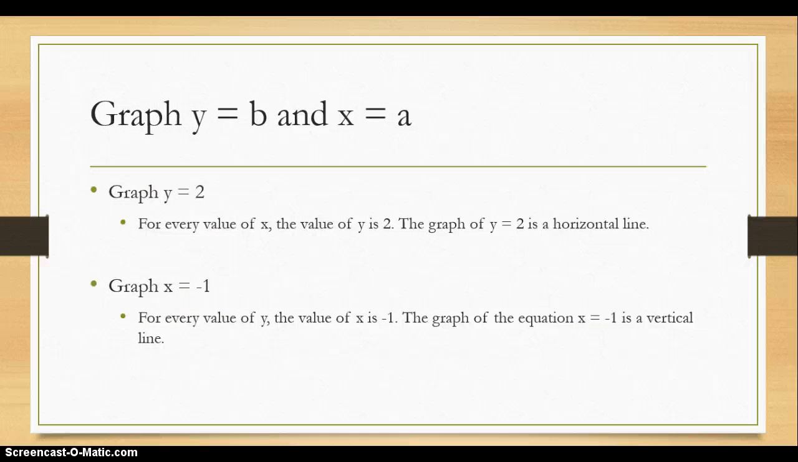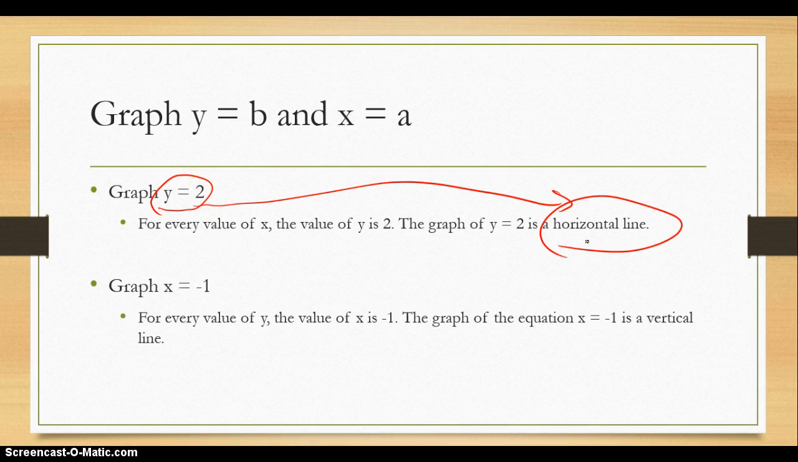Now we're going to graph y equals b and x equals a. So graph y equals 2. For every value of x, the value of y is 2. The graph of y equals 2 is a horizontal line. You notice here that there's not an x within our equation. It's just y equals 2. So we know there's something unique about this type of equation, and it tells us it's automatically a horizontal line. When it's y equals a number without an x in the equation, we know it's going to be a horizontal line, and I'll show you that in a second.